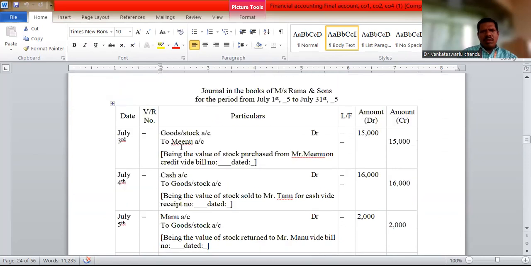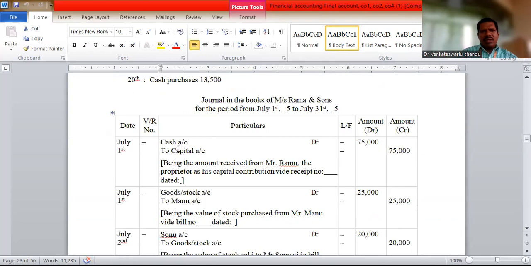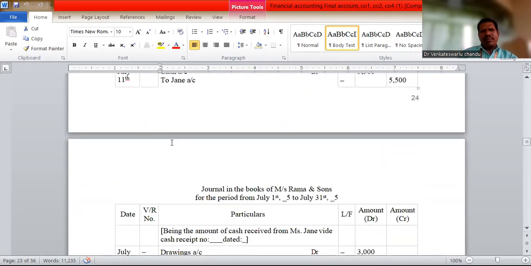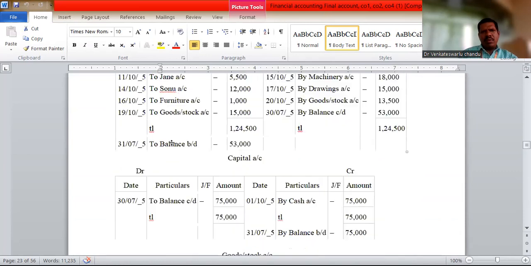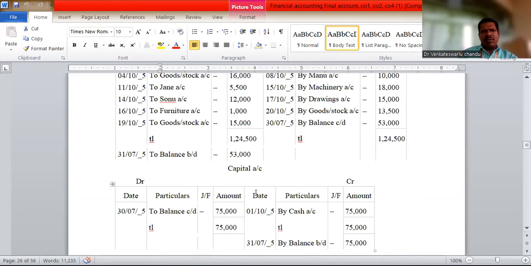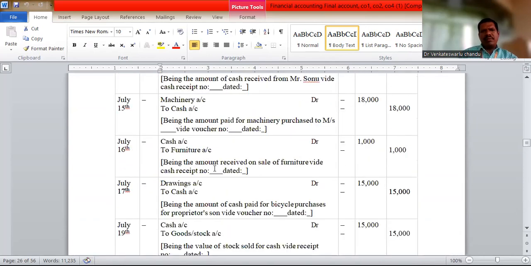Now the second element, capital. In the capital account, we have to open the capital account. Let's see the capital account. We use the word by cash, 75,000.